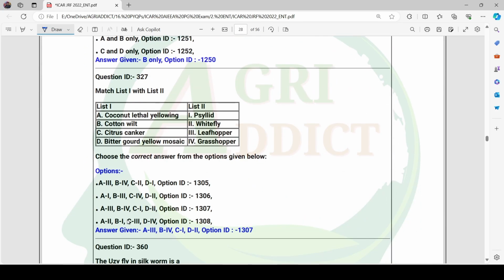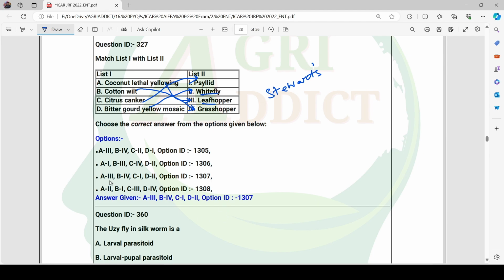Next question is matching. Coconut lethal yellowing, I told earlier, is transmitted by leafhoppers. Cotton wilt is a very important grasshopper transmitted disease, and cotton wilt is also known as Stewart's disease, so remember this. Then citrus canker is transmitted by Psylla, as I told earlier. And bitter gourd yellow mosaic virus is transmitted by the whitefly. So option 3 is the correct answer.